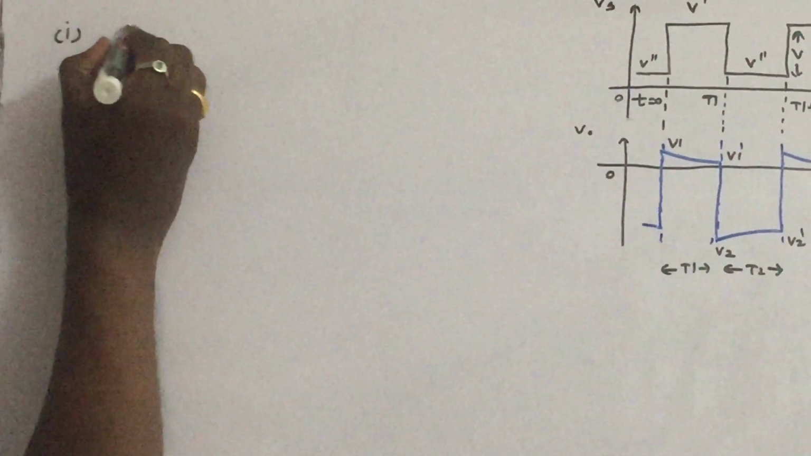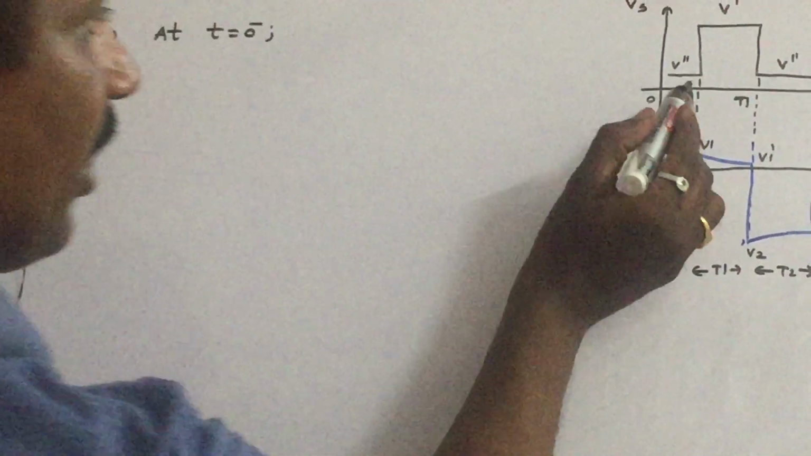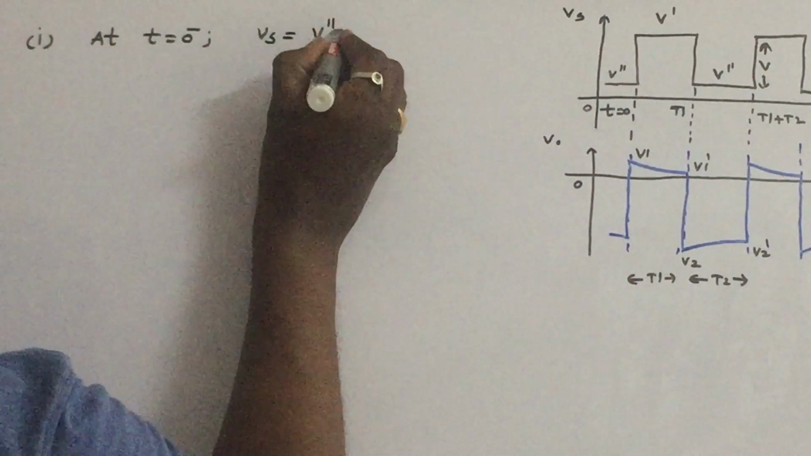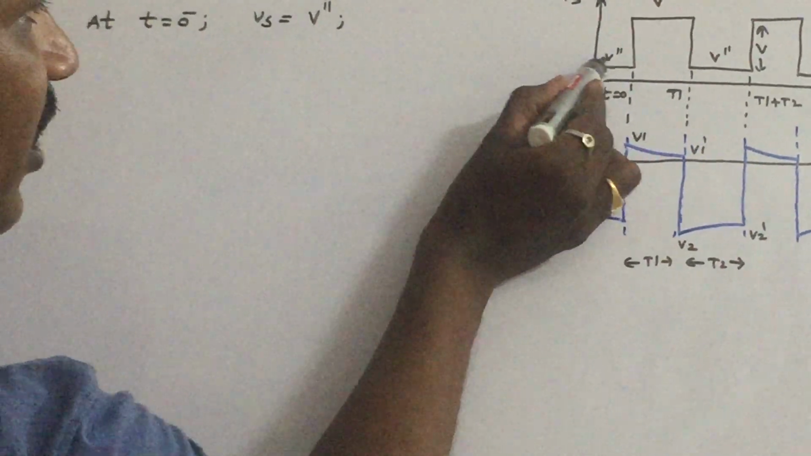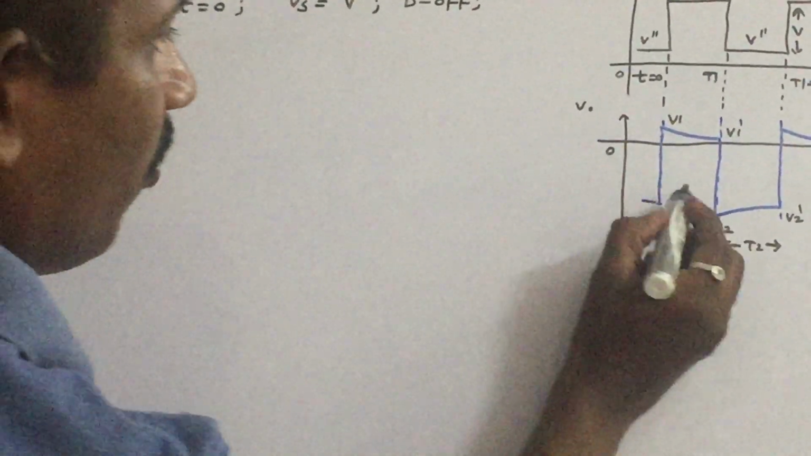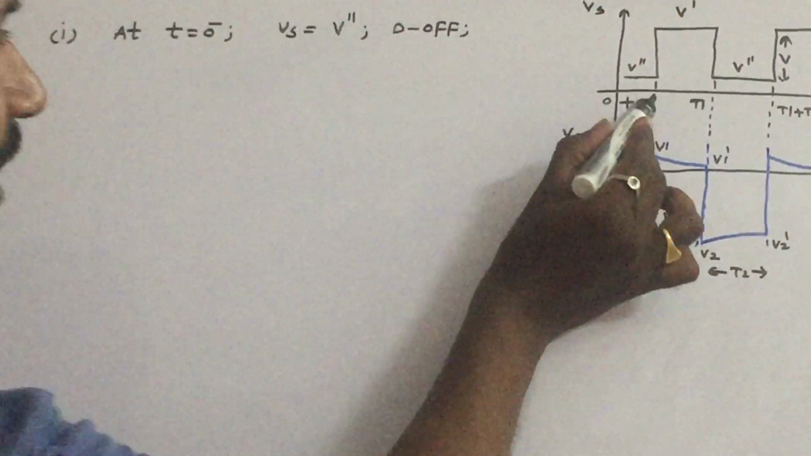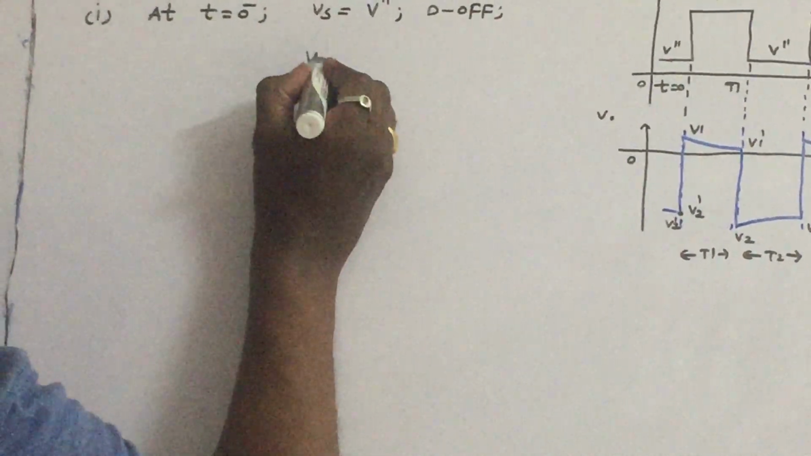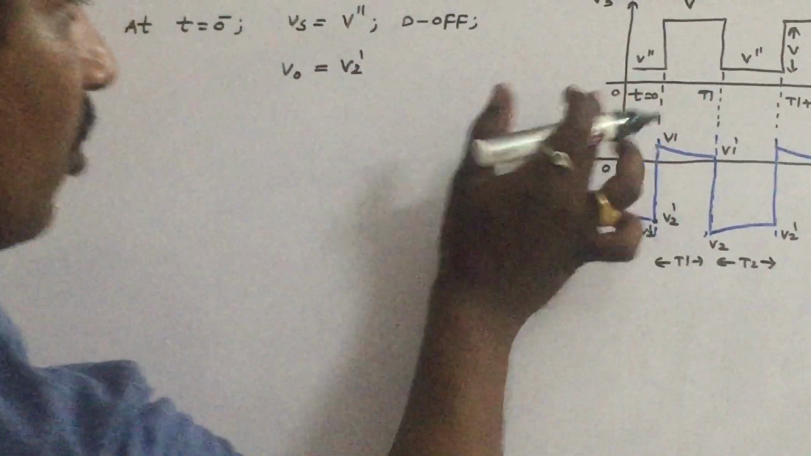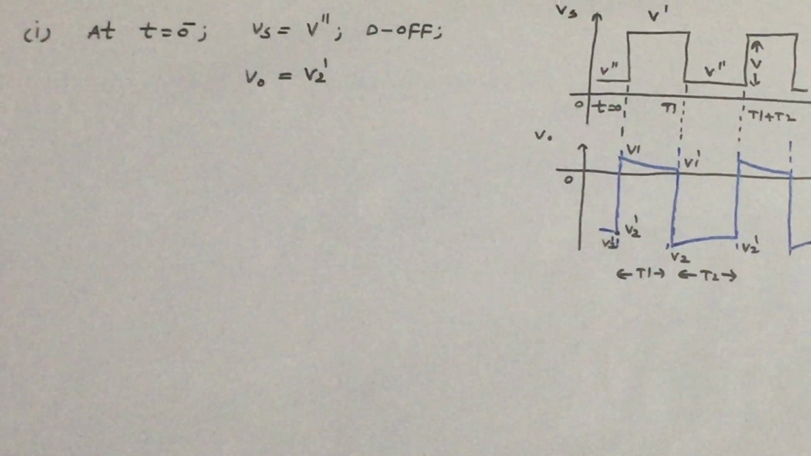At first, at t equal to 0 minus, that means just before t equal to 0, what is the input voltage? Input voltage Vs is equal to V double dash. Observe very carefully. What is the status of the diode? The diode is in off condition. So what is the output voltage? This voltage is V2 dash. At t equal to 0 minus, the output voltage V0 is equal to V2 dash. At t equal to 0 minus, the input is V double dash and the output is V2 dash. The diode is in off condition since the input is low.